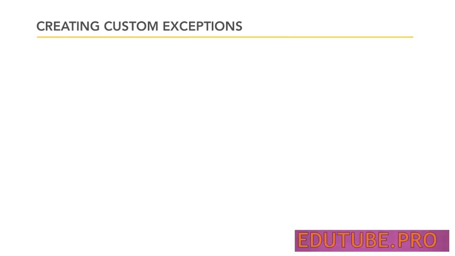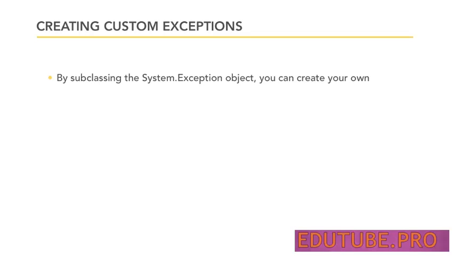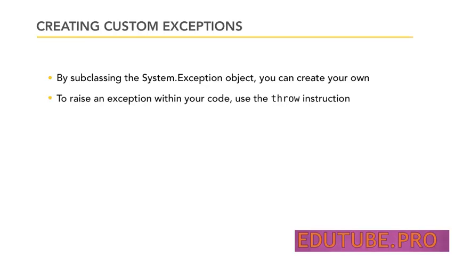Now, I mentioned earlier that exceptions don't just simply come from .NET. You can create your own custom exceptions, and in this movie, we're going to see how to do that. Essentially, by subclassing the exception object from the system namespace, you can create your own exceptions. And then when you're ready to raise an exception, you use the throw instruction.